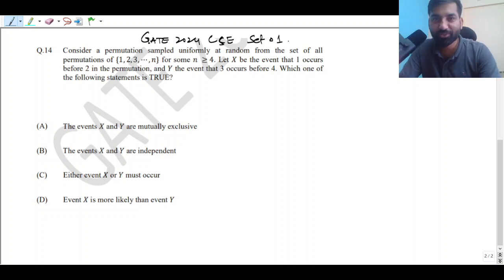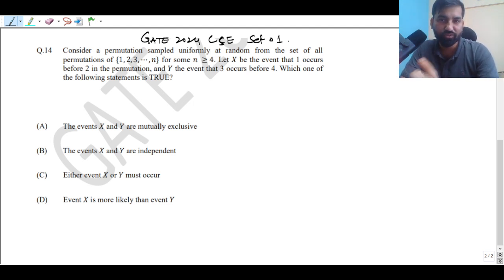Hi everyone. In this video session, I'm just going to solve one question, which was asked in GATE 2024 in Computer Science and Engineering in set 1. This kind of solution you will not find anywhere. This question was for 1 mark. We have to solve this question intuitively and conceptually, right?